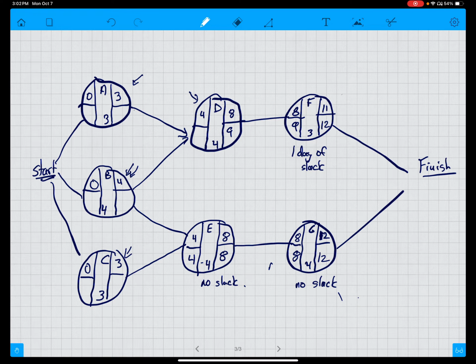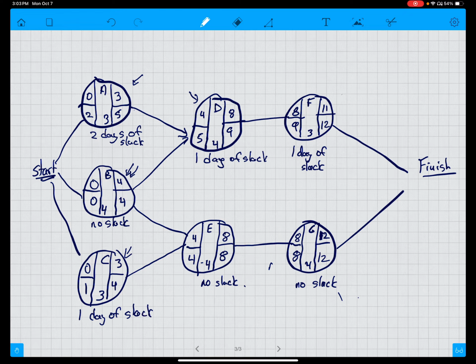9 minus 4 is 5. So 1 day of slack. 5 goes up here. 5 minus 3 is 2, so 2 days of slack. Here we go. 4, 0, no slack, and 4 minus 3 is 1 day of slack.